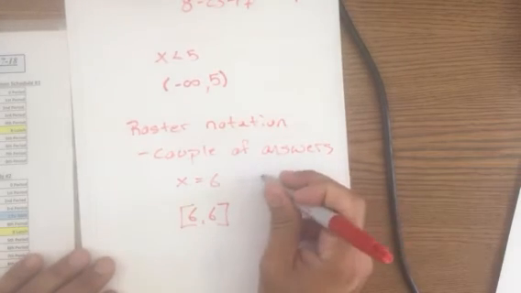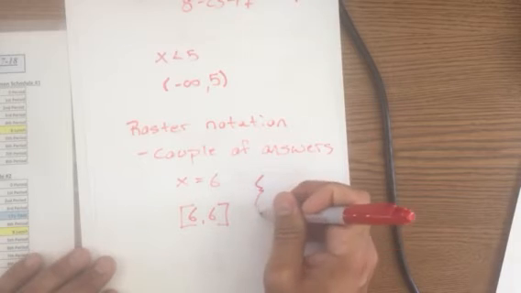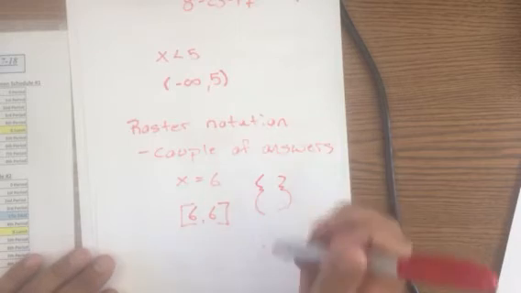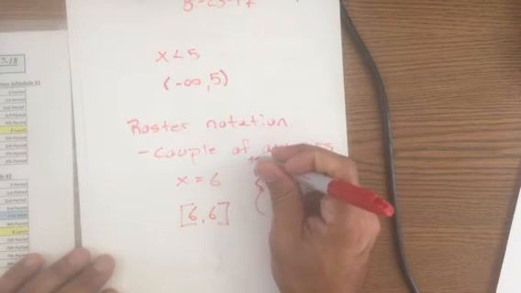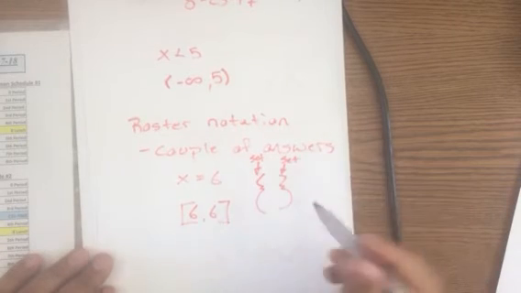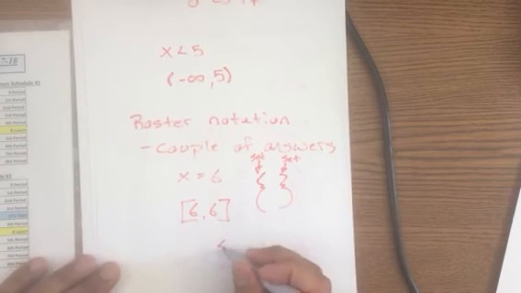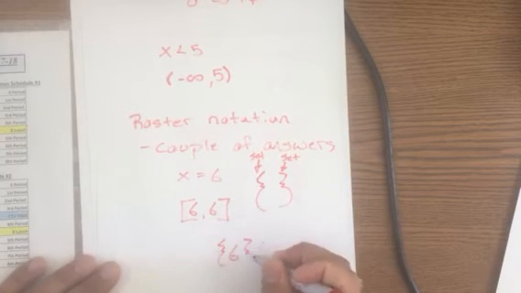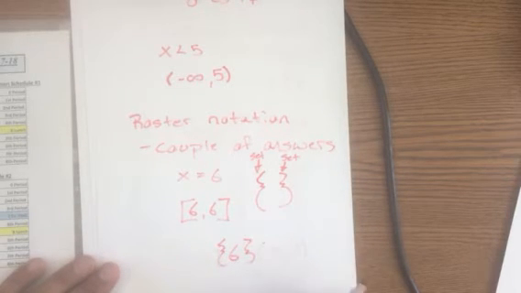And the way that we do that is we put, this is a set, and we're going to show everything that's inside of this set. So this is a set. I like to call them Batmans, just because to me that looks like a Batman symbol. So this is a set. What's inside the set? Well, our only answer is 6, so 6 goes inside of there. And that's how we do roster notation.